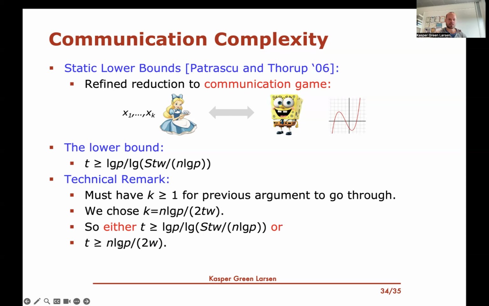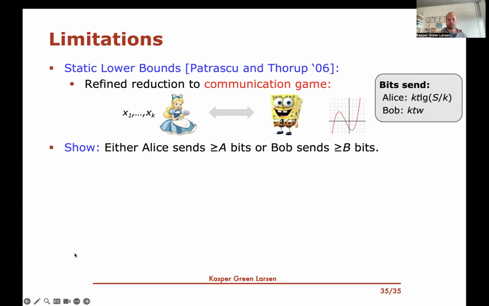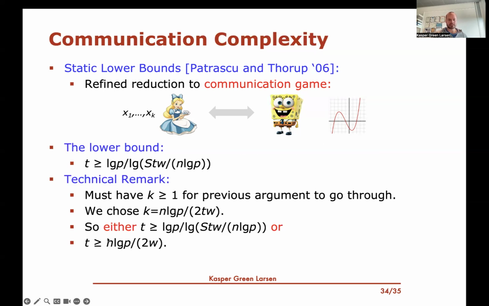But in this lower bound down here, log p and 2w in our case cancel out. So this is like t is at least linear. Right, so either t is at least linear, n log p over 2w, or t is at least this log p over log stw over n log p.